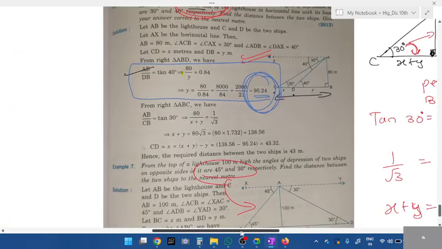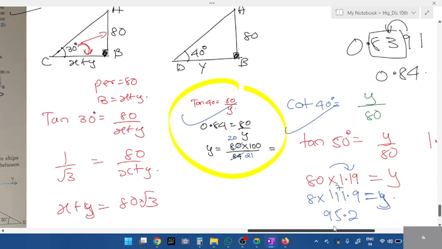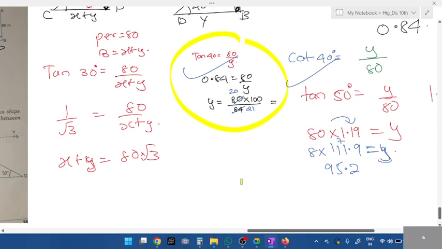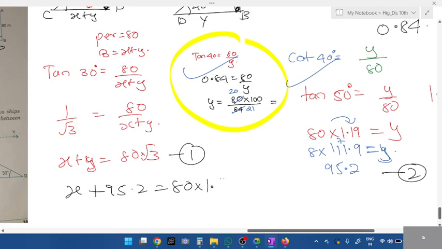2000 divided by 21. You can do 2000 divided by 21. That might take some time. Okay, if you want, you do. Take down both the calculation. Solve this question. Okay, last part is left. What do I do with this y value, students? Where should I substitute the y value? This is the second equation. I have to substitute in it. So x plus 95.2 is equal to 80 into root 3 value, 1.732.